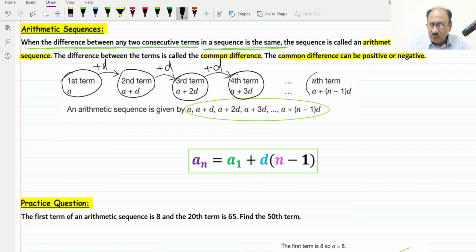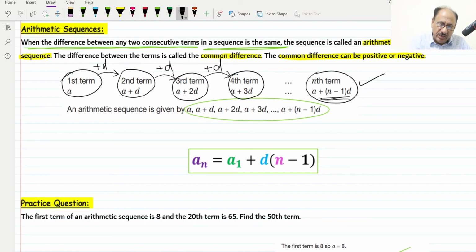So on, if we want to write the nth term, how can we write it? A plus n minus 1 into d. If you check, the first one has a plus 0d, the second a plus 1d, then a plus 2d, a plus 3d. So the nth term will have a plus n minus 1 d. This will be our nth term, which we can write like this.